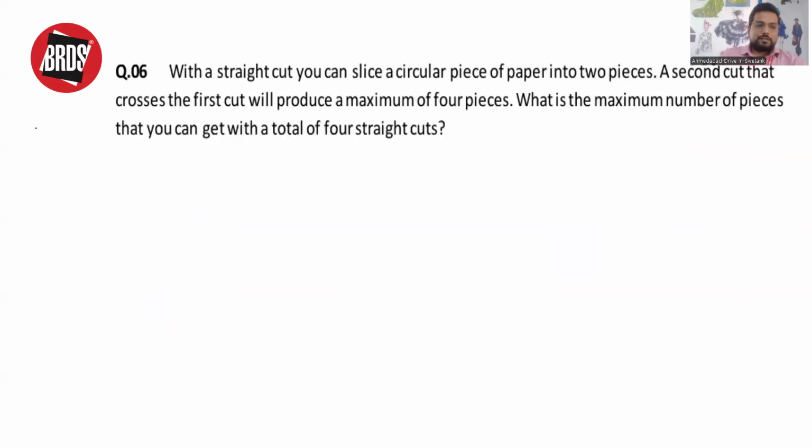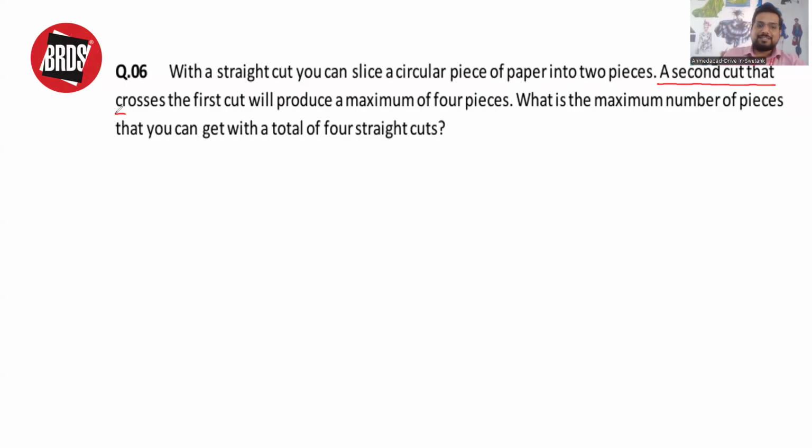The next question is: with a straight line, you can slice a circular piece of paper into two pieces. A second straight line across the first cut will produce a maximum of four pieces. What is the maximum number of pieces that you can get with a total of four straight cuts? A lot of students came to me and discussed this question and said they were able to get only 10, or only 9 or 8. They all made a very common kind of mistake. This line is very important for you.